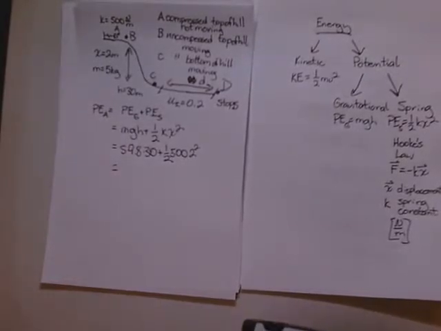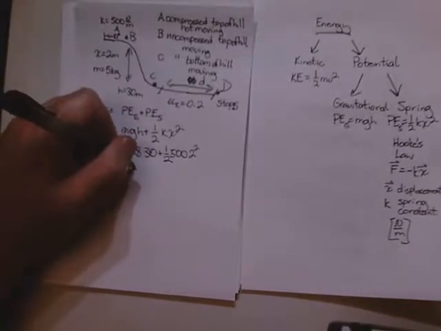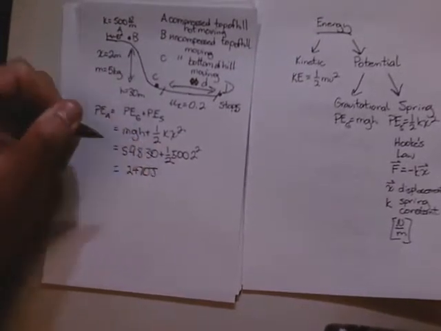Yeah, we're at a good stopping point. So I get 2470 joules. Correct. Because the compression distance is 2.